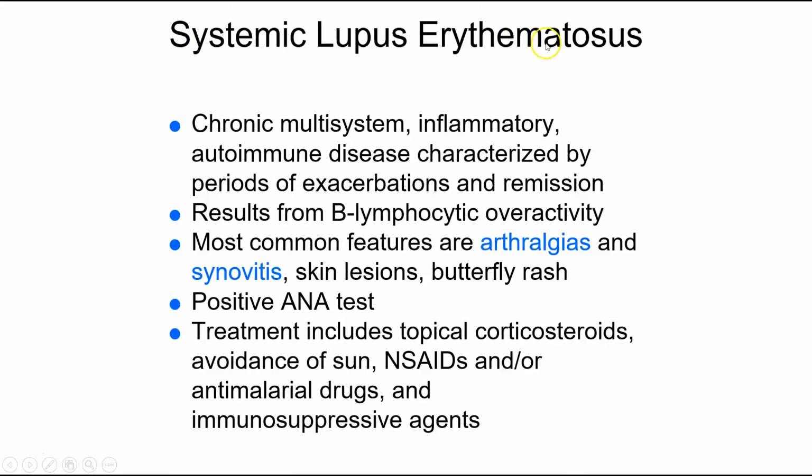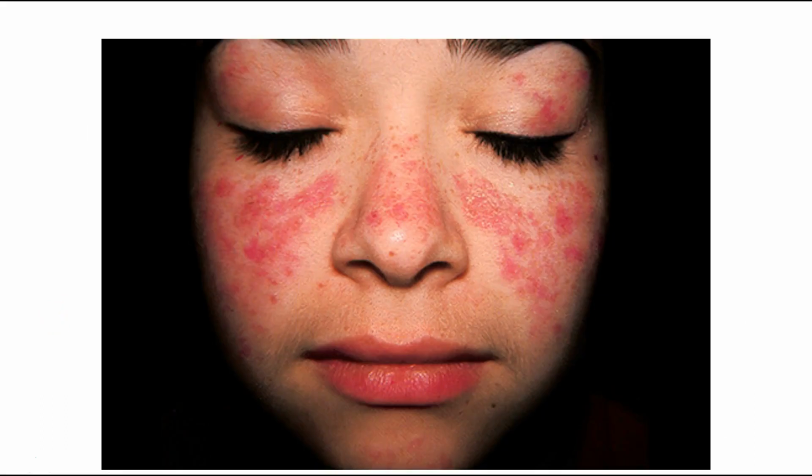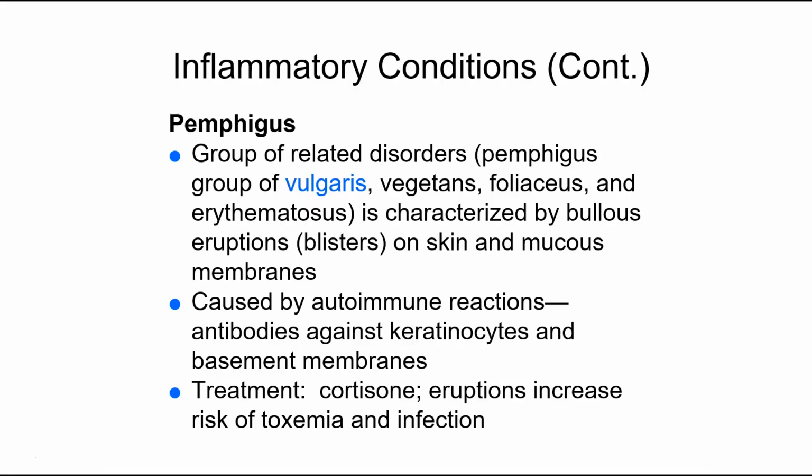We will see SLE quite a few times. We saw it under hypersensitivities. There's going to be joint pain. There's going to be a butterfly rash that is sort of characteristic, various types of skin lesions. It is going to be a systemic disease. It's not just a skin disease. It's not just a joint disease. It'll affect joints, it'll affect skin, but also kidneys, blood cells, the brain, the heart, the lungs. Extreme fatigue is a big issue here. And there's that butterfly rash that's very characteristic.